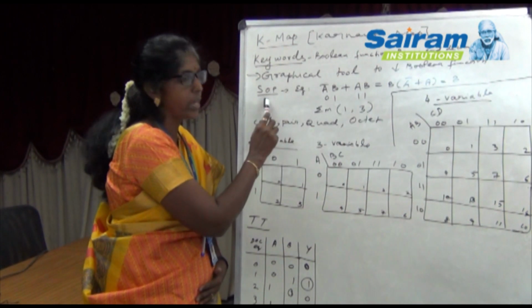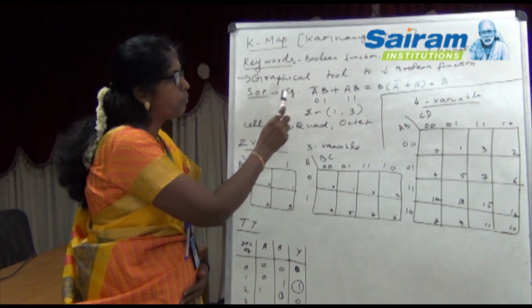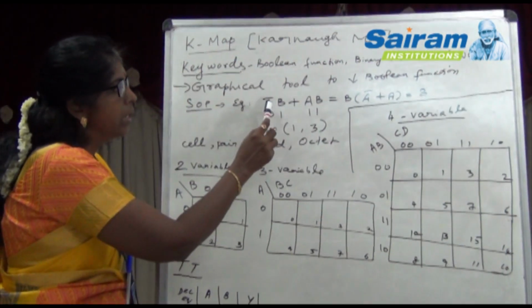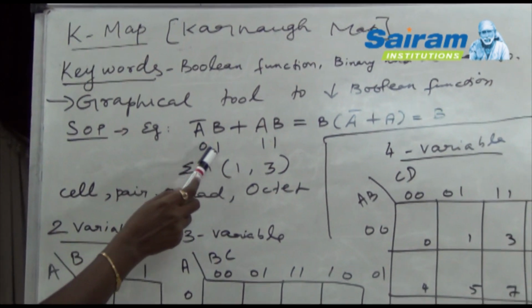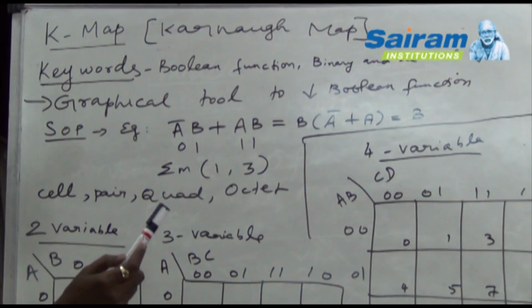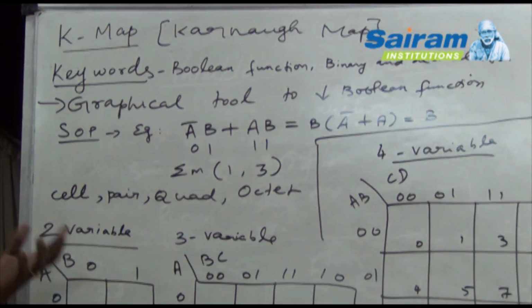For a Boolean function, the example is A bar B plus AB. This is in the form of SOP. SOP means sum of products. In sum of products, A bar B plus AB, in binary number system, we can represent this A bar B as 0, 1 and AB as 1, 1. And this can be reduced using Boolean algebra.